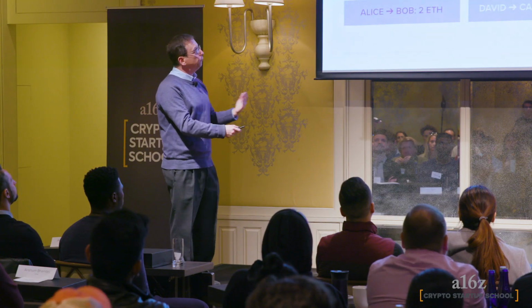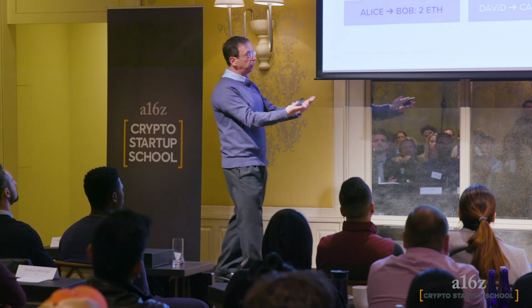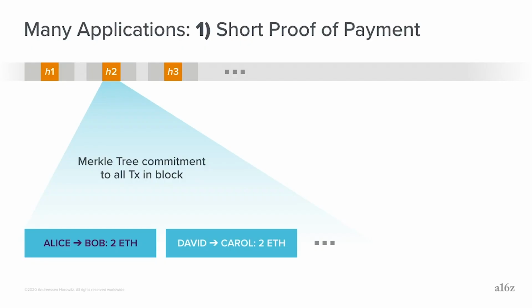One way to use it, for example, is to convince someone quickly that a payment was made. So imagine we have 1,000 transactions in one particular block. Here's one block. We have 1,000 transactions. We actually don't write all the transactions to the blockchain. Instead, we're just going to write a Merkle commitment to the blockchain. So again, we minimize the amount of data on the blockchain. We just write this short hash to the blockchain.